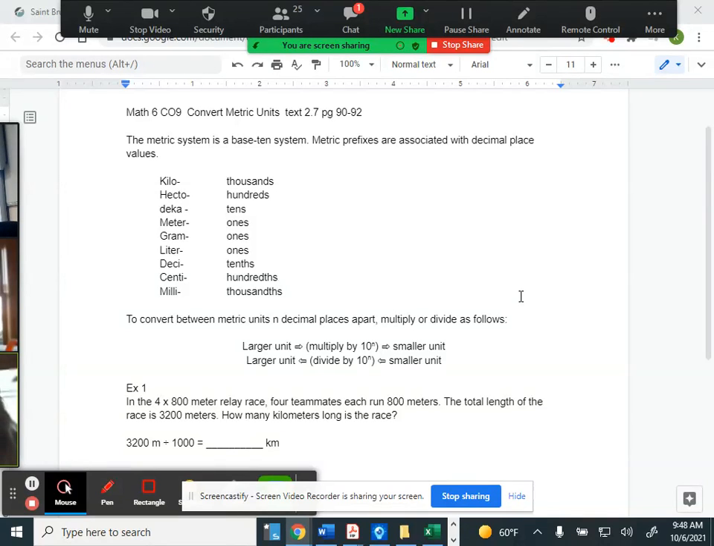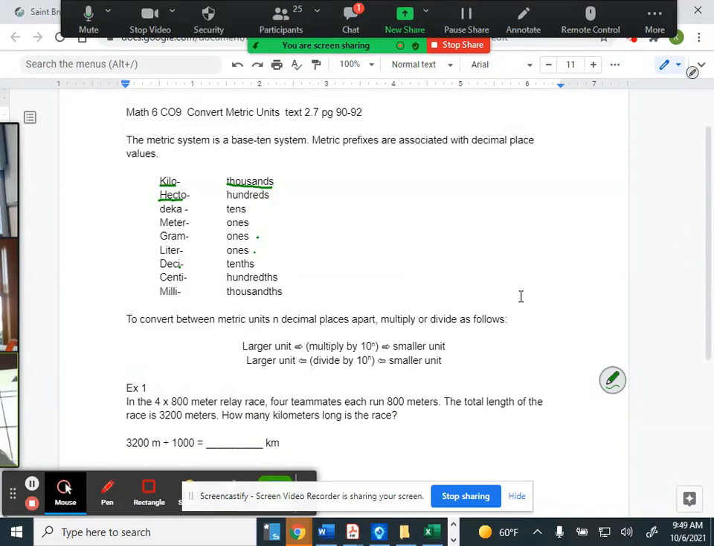All right, today's lesson is CO9, converting metric units. What we're doing is going from the big units like the kilo down to the small units like the milli. We can see here that kilo means thousand, hecto means hundreds, deca means tens, meter means the ones, gram means ones, liter means ones. Then we go into the really small units, going into those decimal point units.